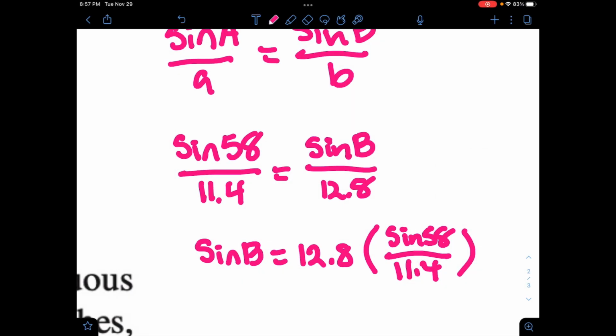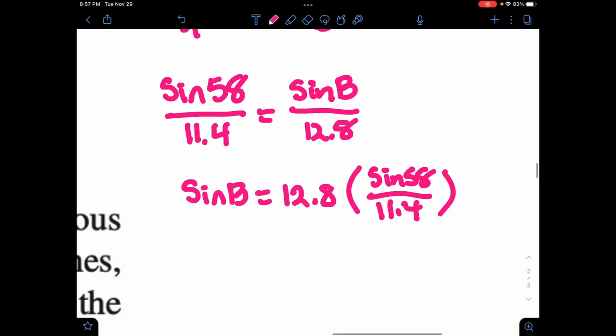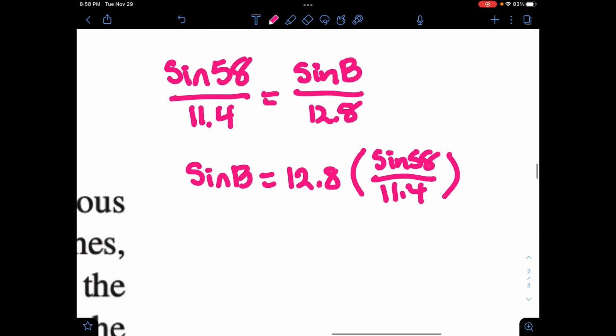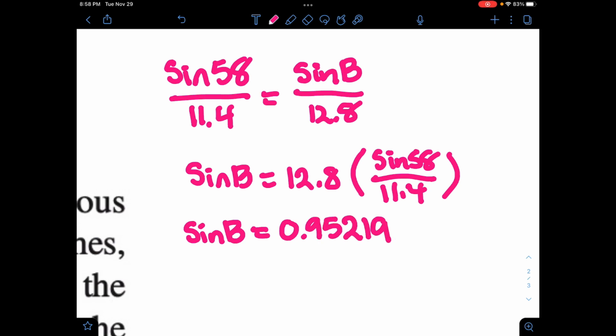And once you plug it in the calculator, you will find your answer for side. Plug it in the calculator, you should get sine B equals 0.95219. And if you get anything greater than 1, you plugged it in wrong and you're going to need to recheck your calculations or make sure your calculator is in the right degree setting. Make sure it's in degrees, because otherwise you could get the wrong calculation and your whole measurements will be messed up.